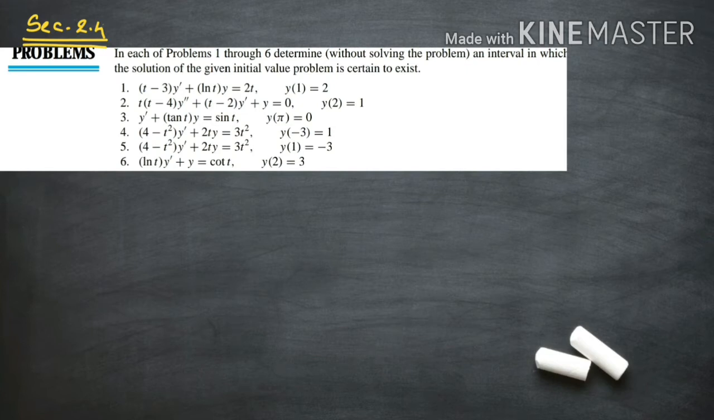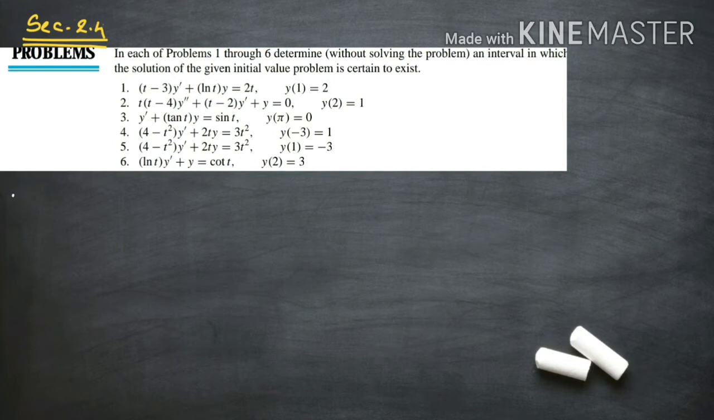So you have to find the interval of definition actually, but it is given that there is no need to solve the problem exactly. So without solving, you have to find the interval in which the solution must exist. For that, we have to apply the theorems, that means the existence and uniqueness theorems for linear IVPs and non-linear IVPs. So let's take the example.